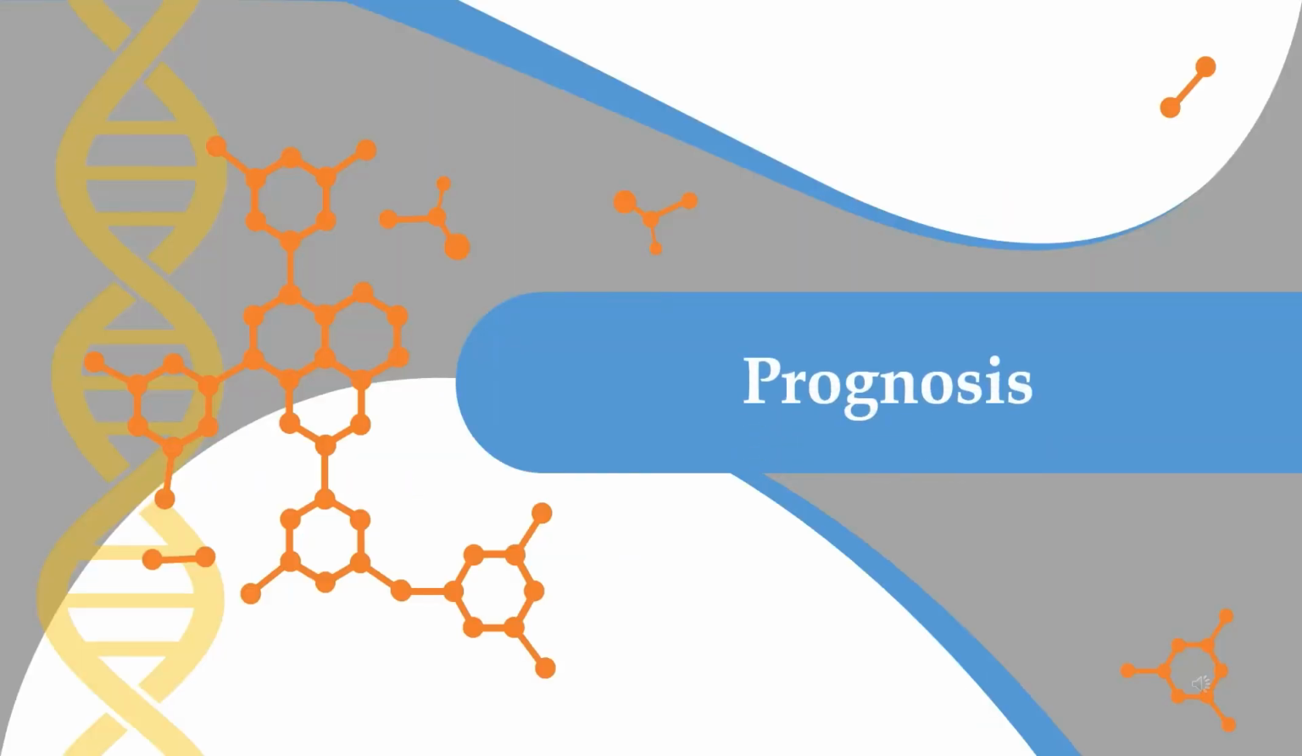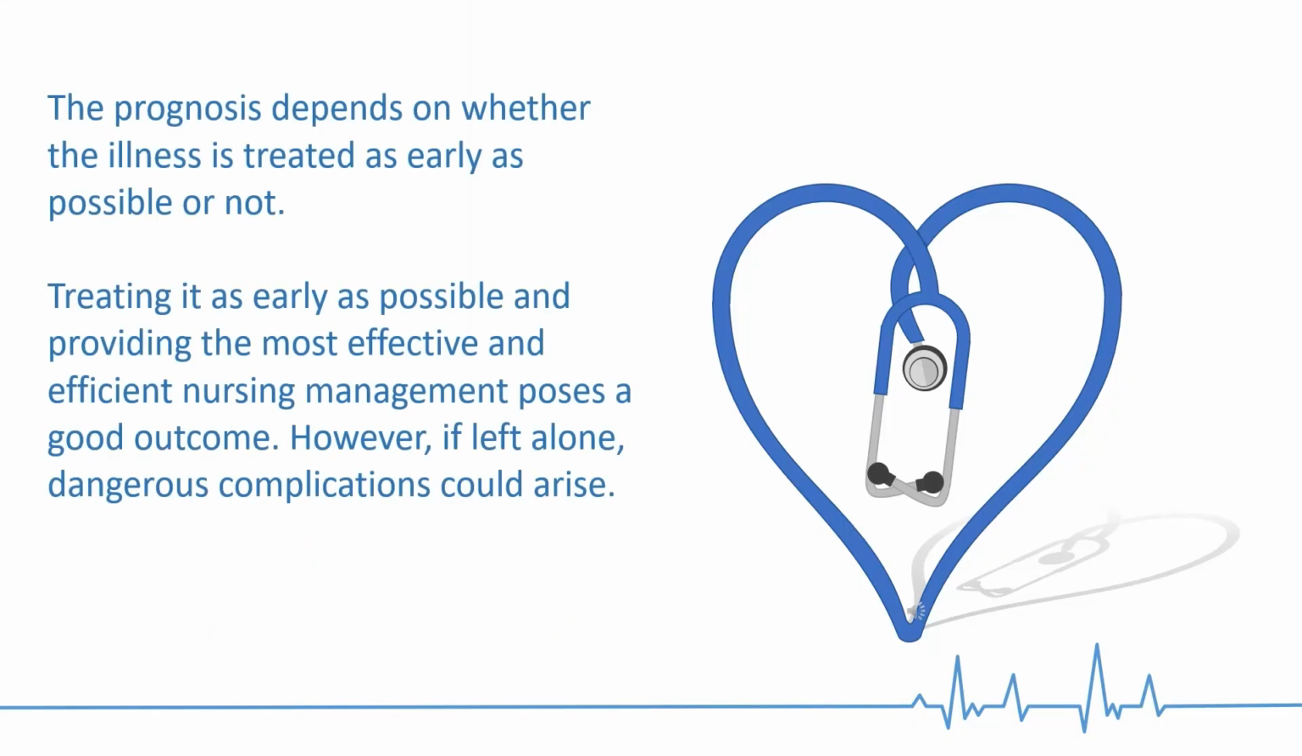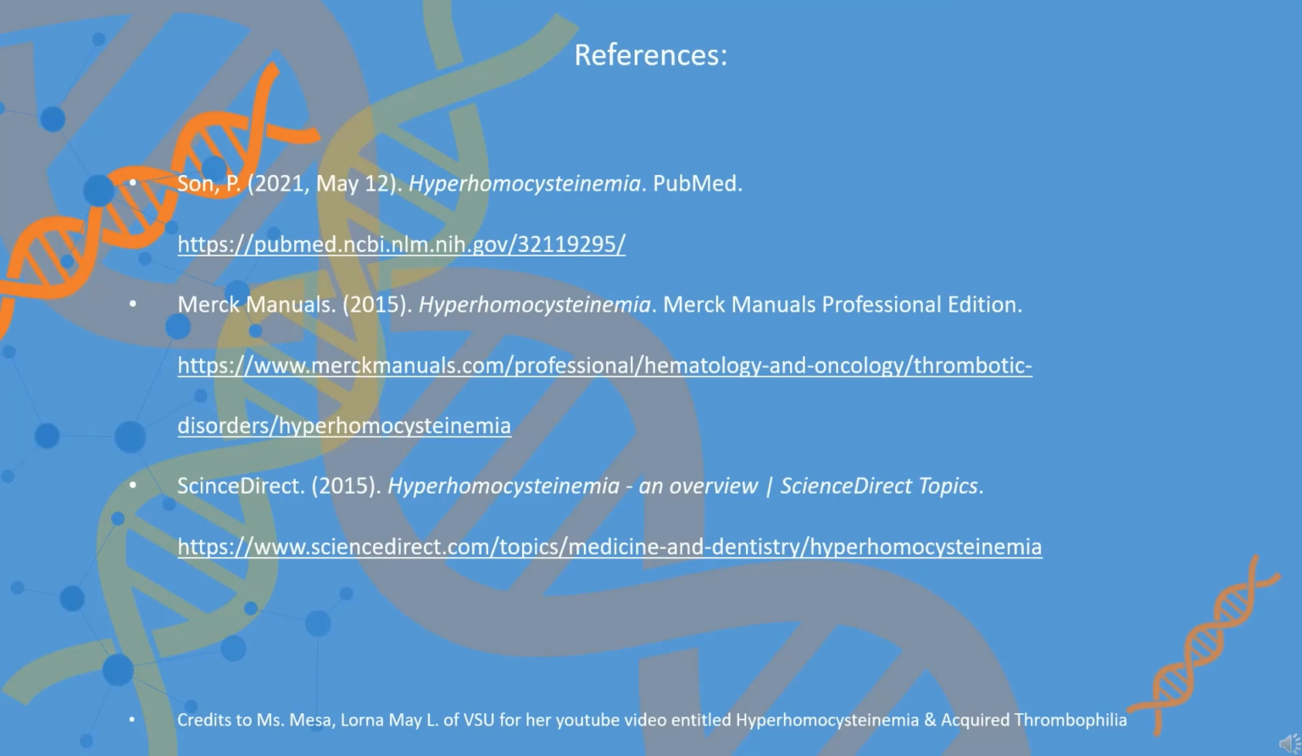And lastly, for the prognosis, the prognosis depends on whether the illness is treated as early as possible or not. Treating it as early as possible and providing the most effective and efficient nursing management poses a good outcome. However, if left alone, dangerous complications could arise. And that's all from my presentation about hyperhomocysteinemia.